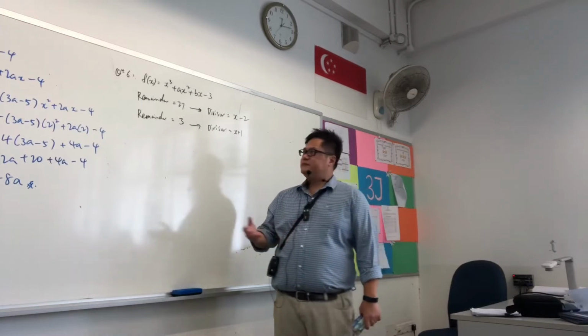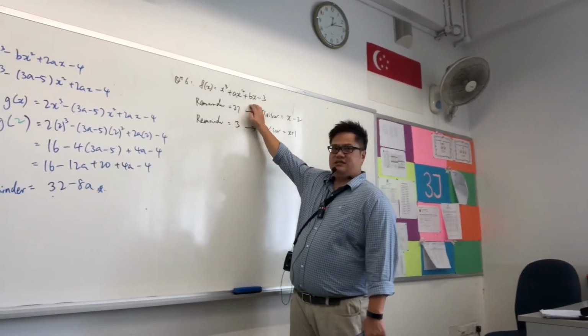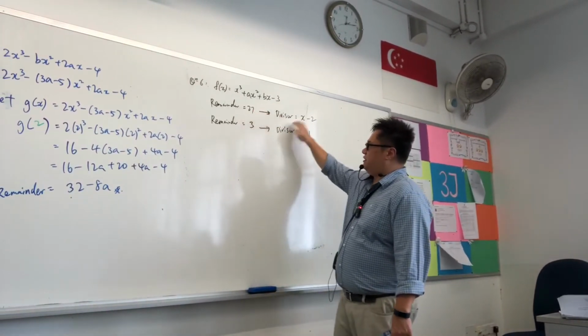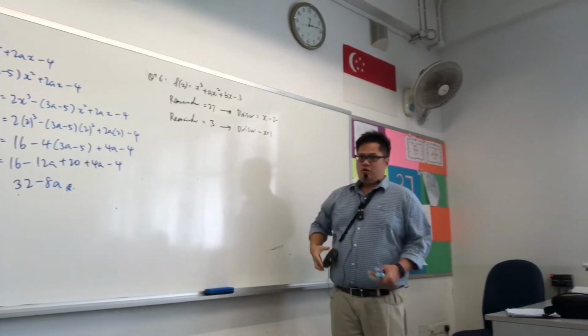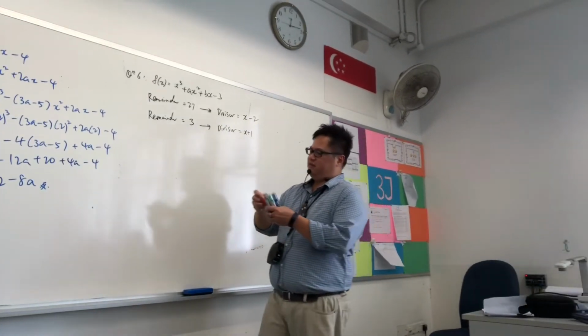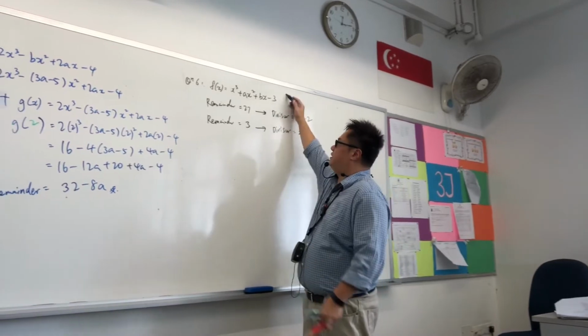Basic things. You're given f(x) is this. The remainder is 27 when the divisor is x minus 2. So we know this is our dividend. The dividend is this. This is our dividend. We know that.